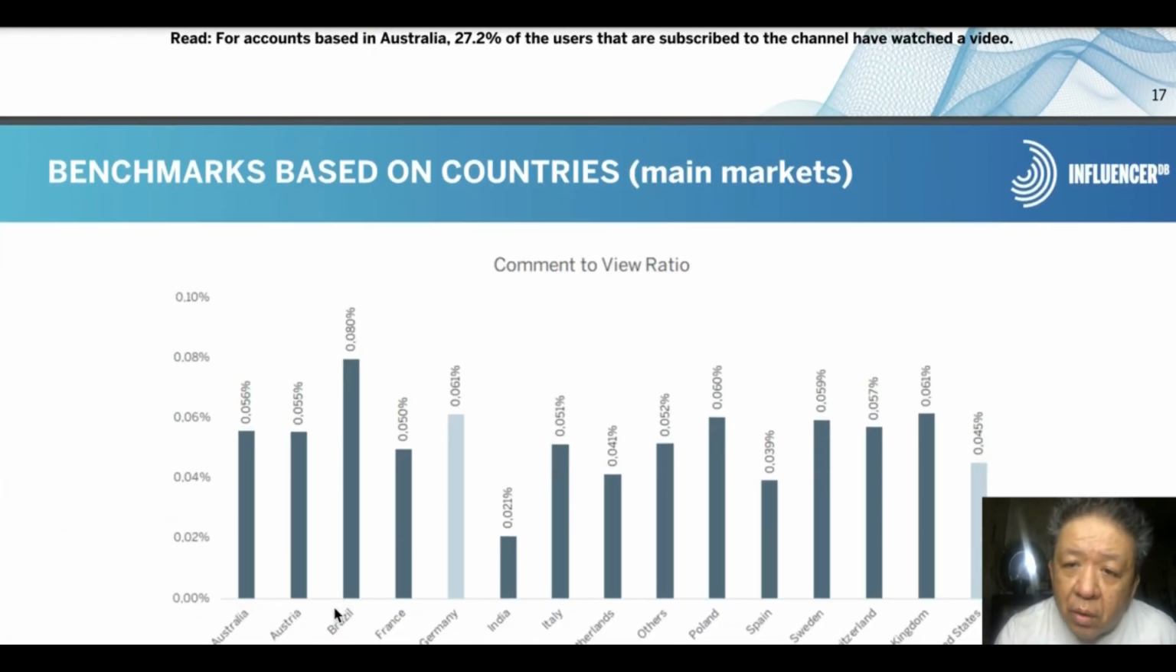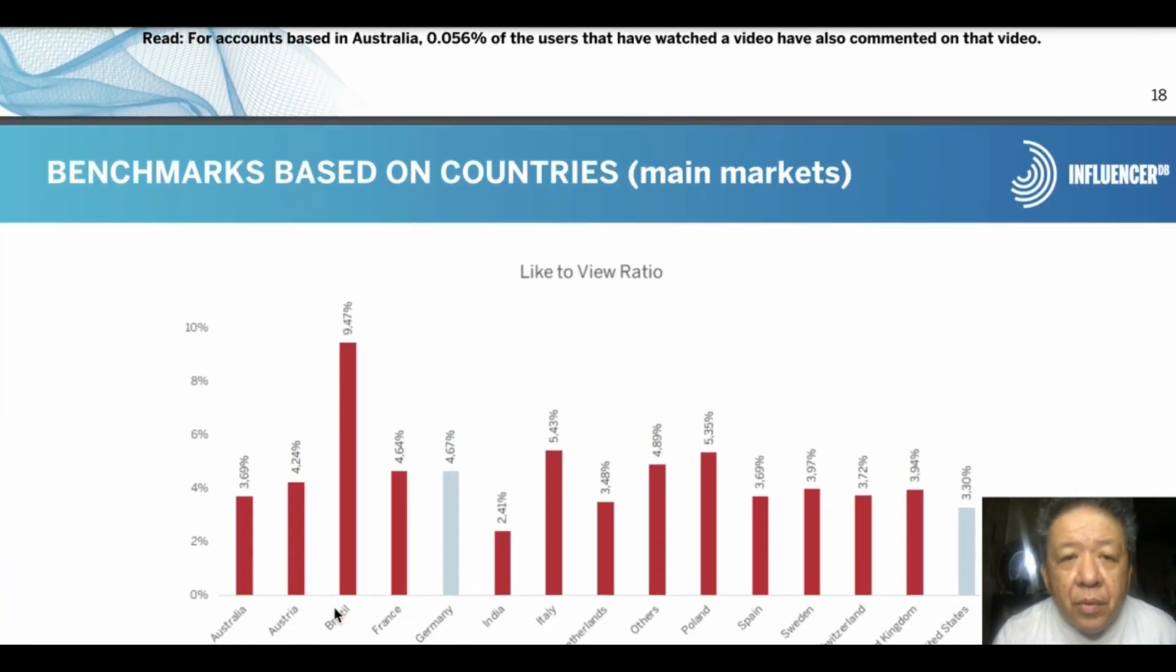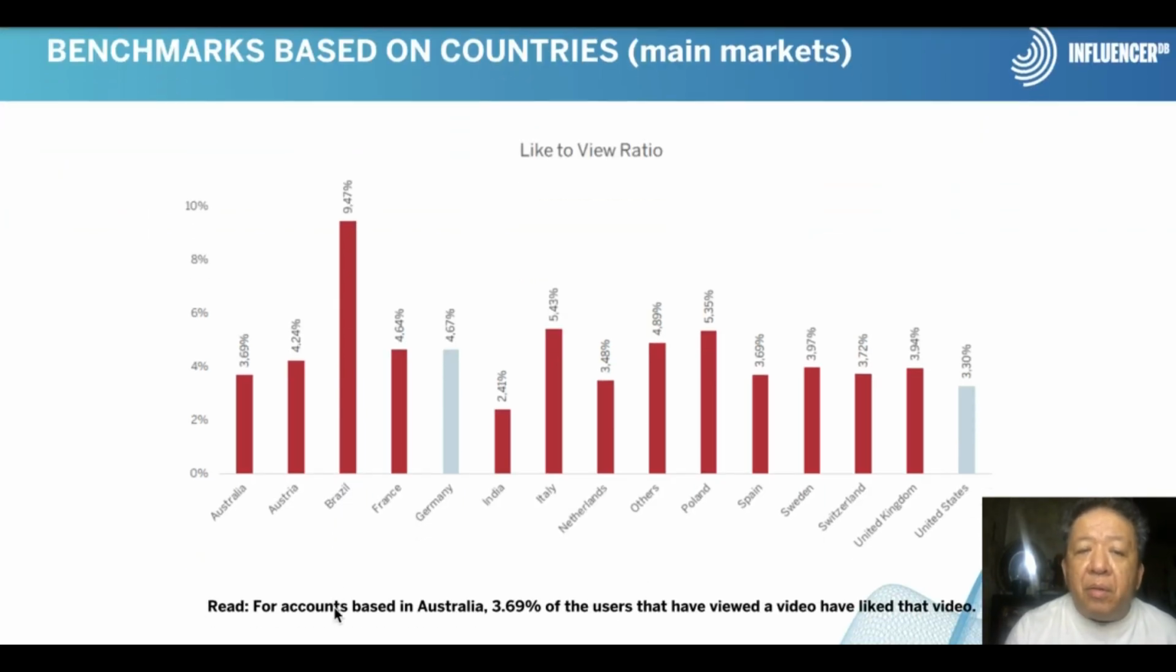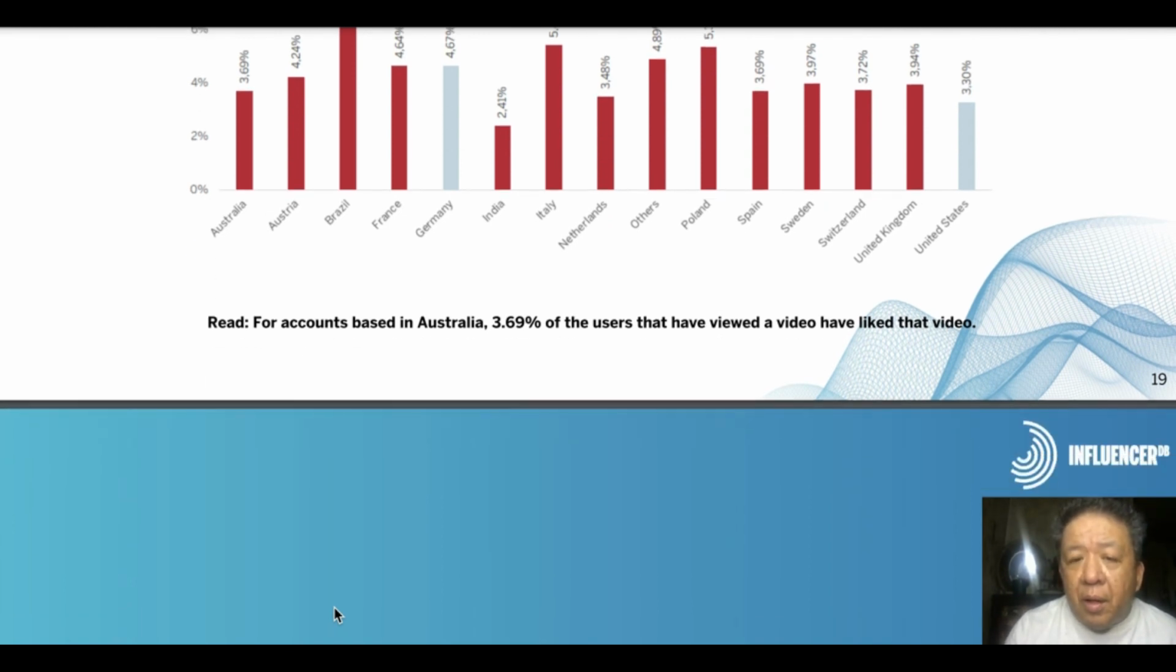Comment to view ratio, the highest is Brazil. Again, the Spanish-speaking countries are doing better. Like to view ratio, again, Brazil, almost 10%. So that means if there are 500 views, there are about 50 likes. Wow. So I think it has all something to do with the countries.